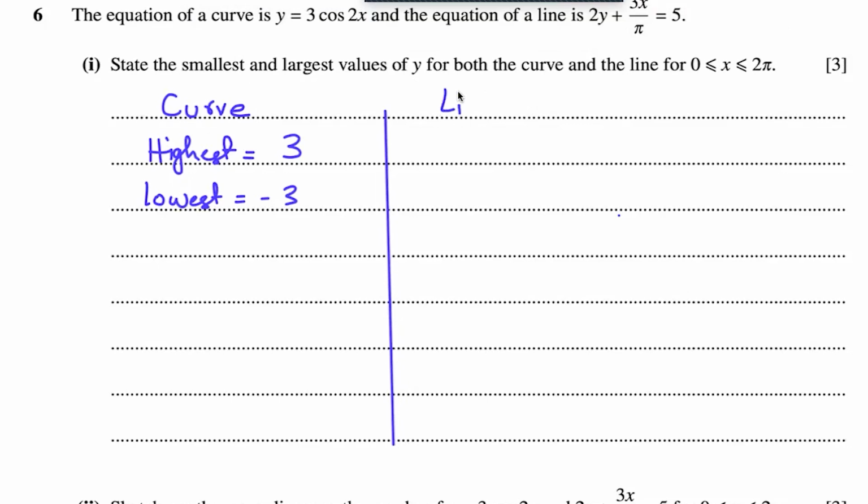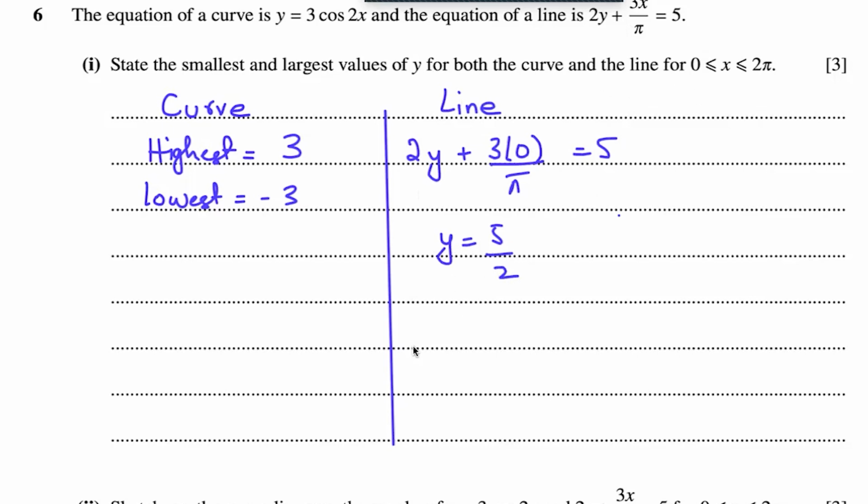For the line, we will substitute 0 and 2 pi to find the maximum and minimum values. So substituting 0 into the equation, we get 2y plus 3 times 0 upon pi equals 5. So 2y equals 5, y equals 5 upon 2.